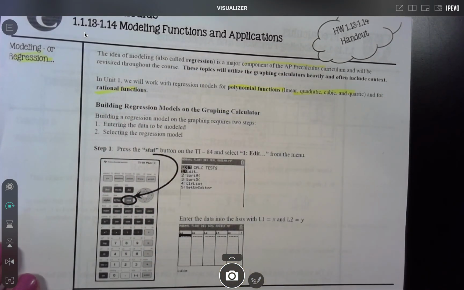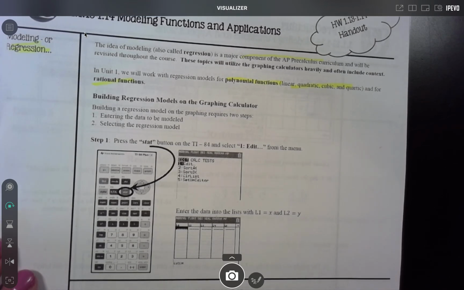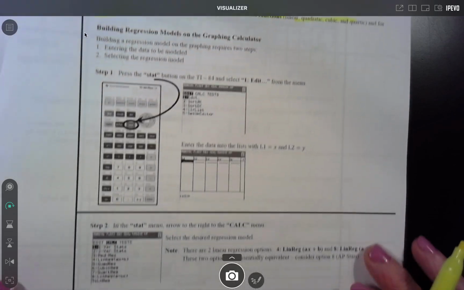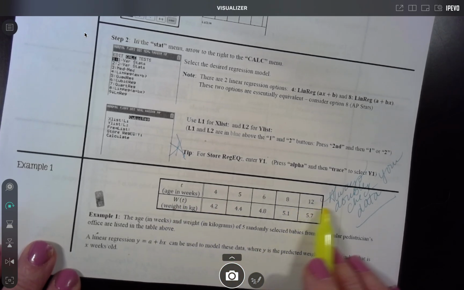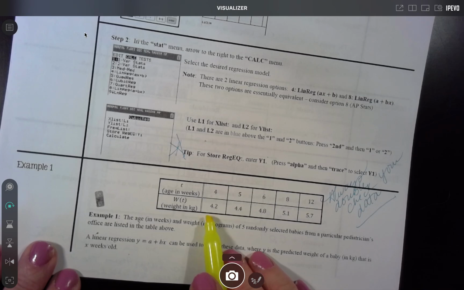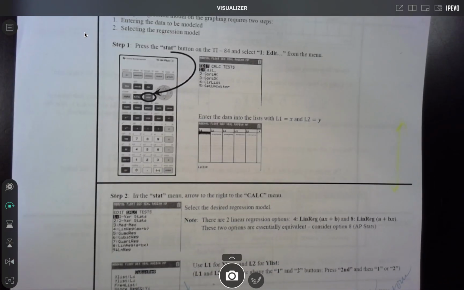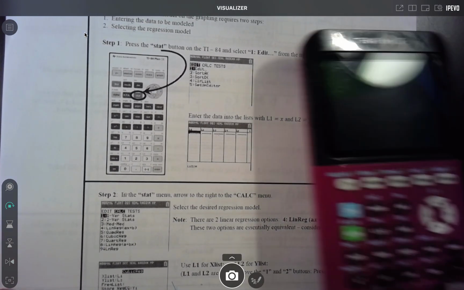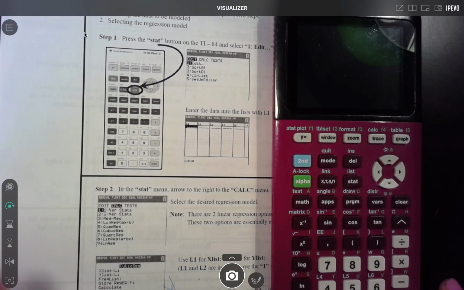Okay, so we're going to walk through how to build the regression models on the graphing calculator. Now how we're going to do it is you have an example here at the bottom of your note paper. I am going to put that data in. So let's start with that, and then we'll use these directions to work through it. So here's the calculator, and I think it shows up pretty well. I have to see the data here.